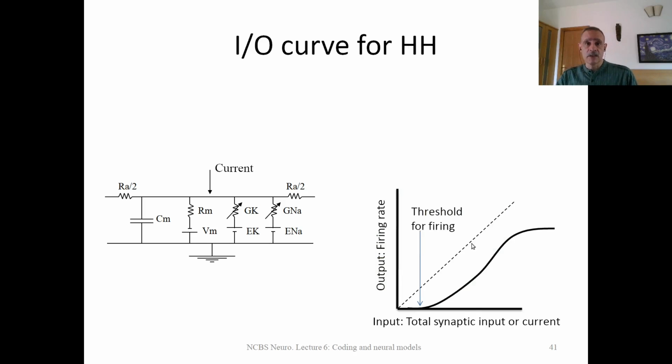So the I/O curve for a Hodgkin-Huxley model is actually quite similar to what we've seen. This is not a real I/O curve, this is just a sketch, but there's a threshold, there's a buildup of firing rate, and there's a saturation rate because it has a refractory period. So very similar input-output curves.